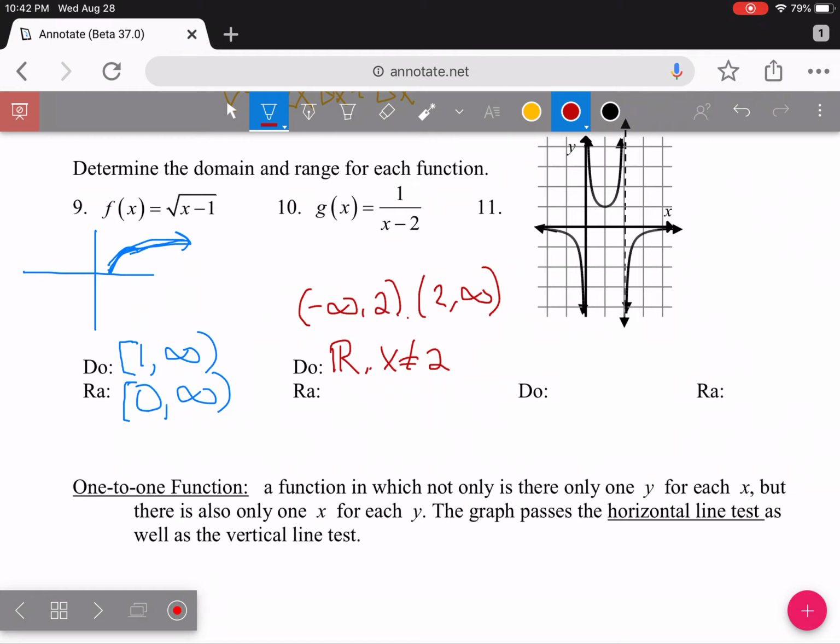Okay, so the range, again, for the range we have to think about this graph. Well, this graph looks like this.